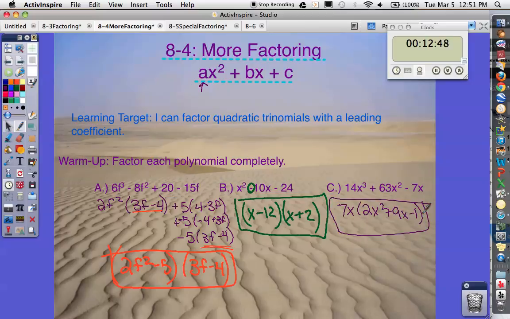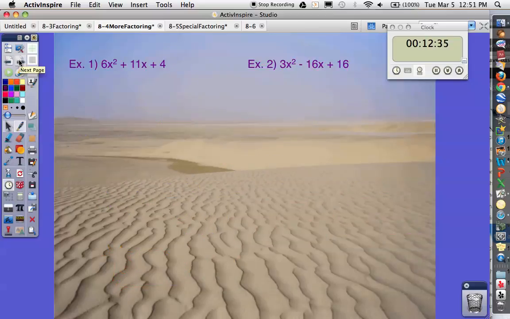So here are the methods that we've learned to factor so far. Grouping, GCF, and the traditional trinomial. Today we're going to focus on factoring quadratic trinomials with a leading coefficient. There's 4 examples on these notes. They are a little more work. Your number one step is going to be to always look for a GCF first. So write that down. Always look for a GCF first. First step.